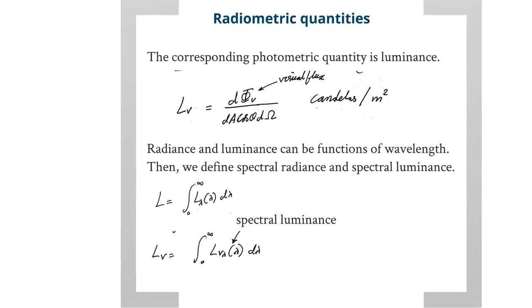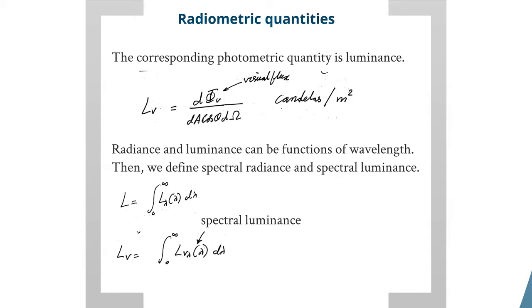Now, we can of course define a corresponding photometric quantity, which is luminance. Okay, and it looks exactly the same, except that we have a little v there because of the unit v of lambda. Remember the spectral efficiency function for the eye. So you have a visual flux on the top, everything else is the same. So now it's candelas per meter squared. So make sure, candelas per steradian, lumens per steradian per meter squared.